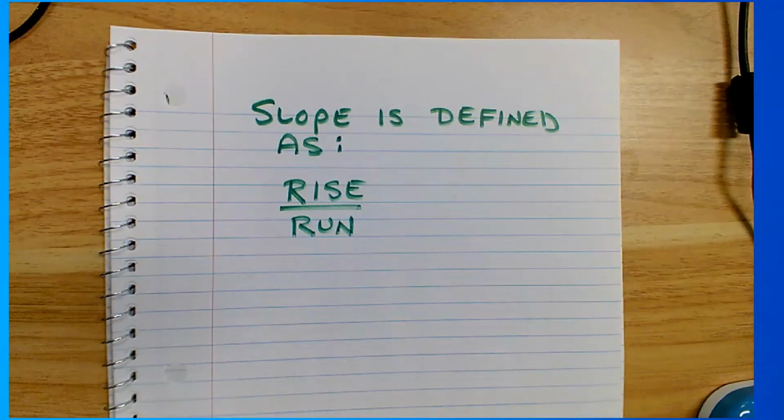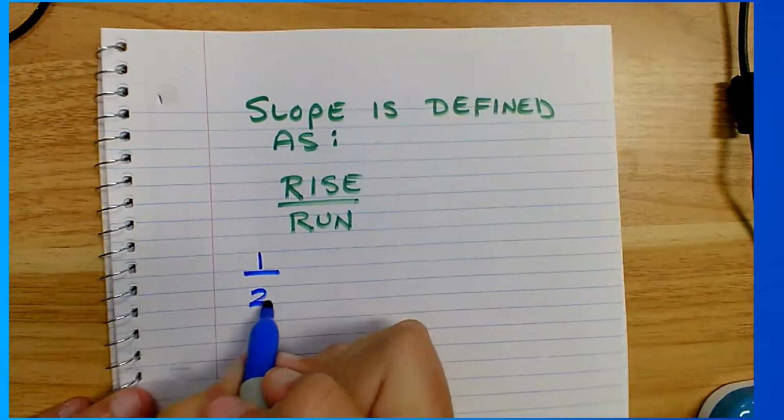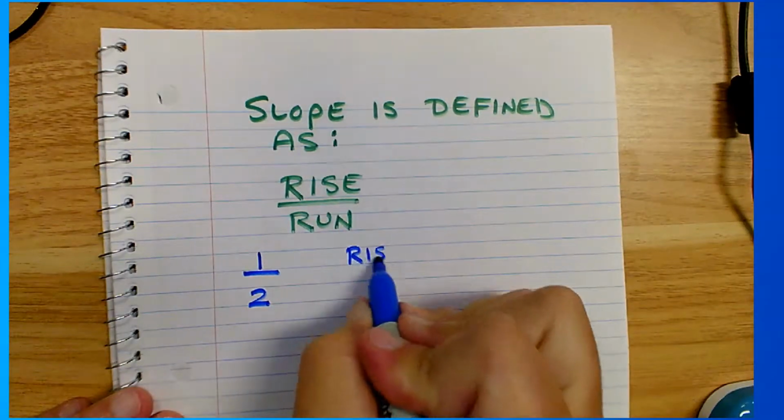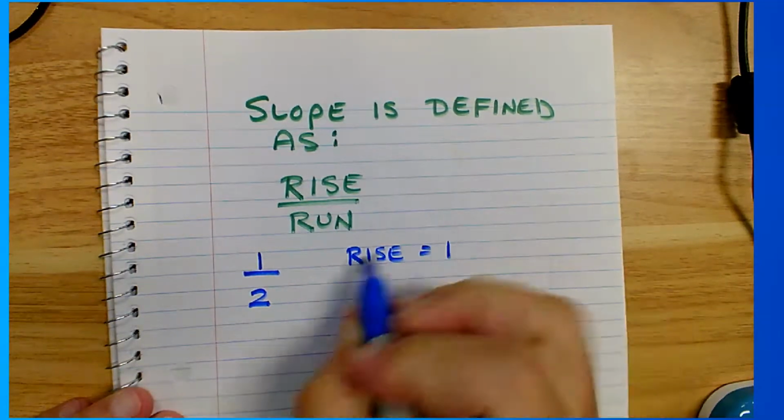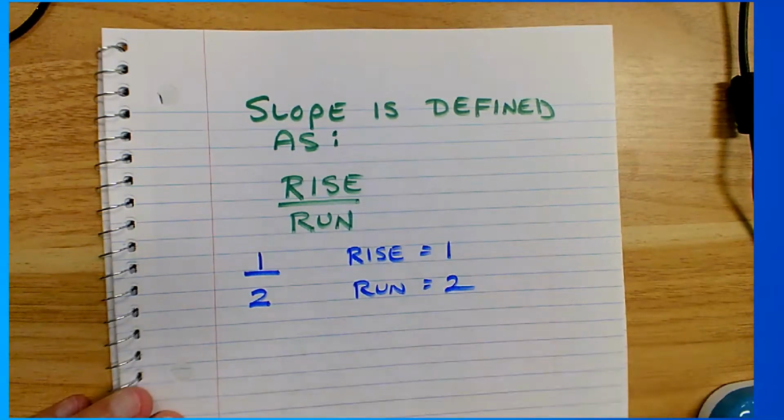Slope is defined as rise over run. It's how much the line rises over how much it runs. So I'm going to give you some example slopes here. Something like this. 1/2. Rise equals 1. Run equals 2.